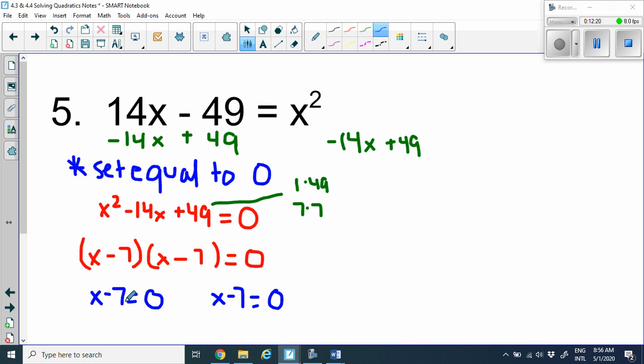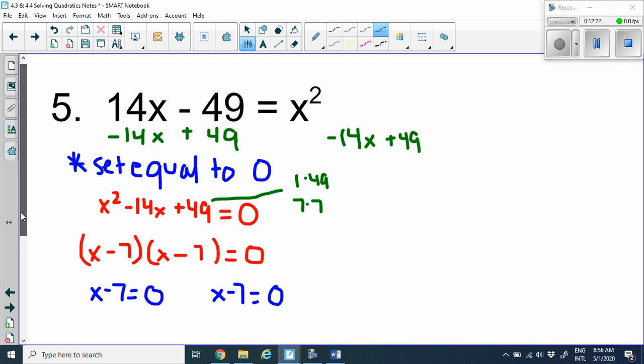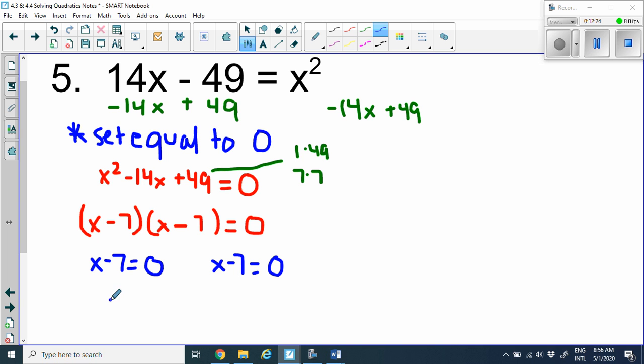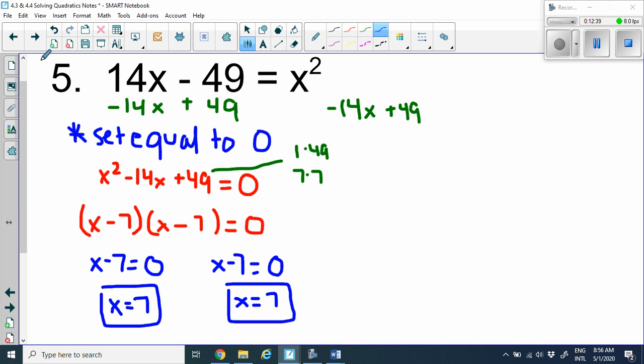On both of them, I add 7 to both sides. So I get x equals 7 and x equals 7. So x equals 7 is my solution, it's my 0, it's my root. There we go.